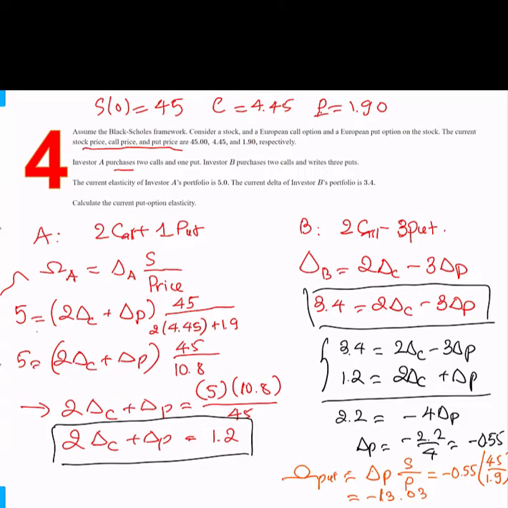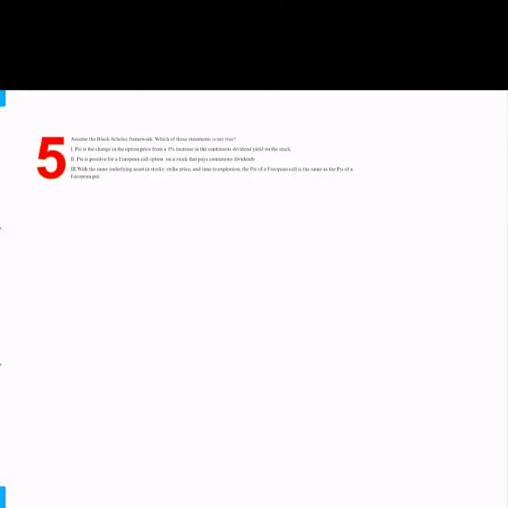See that? That is the elasticity of the put option. So the answer is negative 13.03. Let me fix my minus sign. See it? Minus 13.03. Alright, so that is problem number 4.